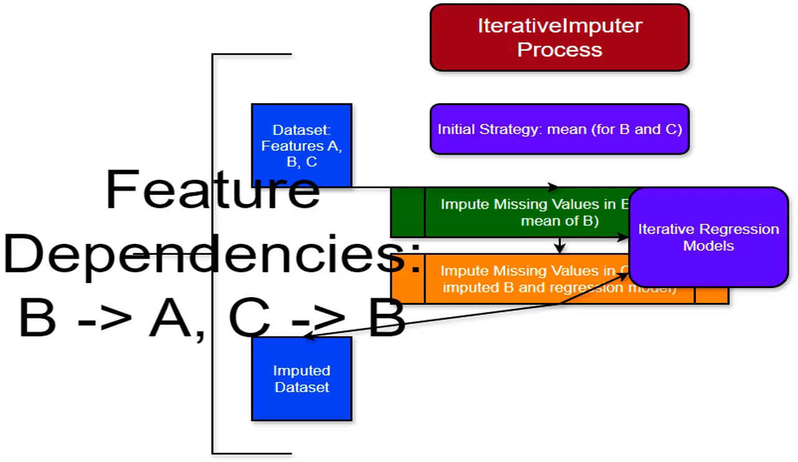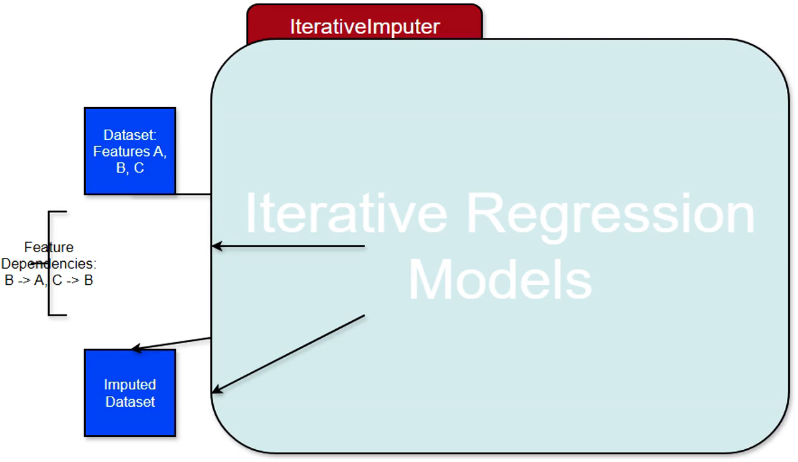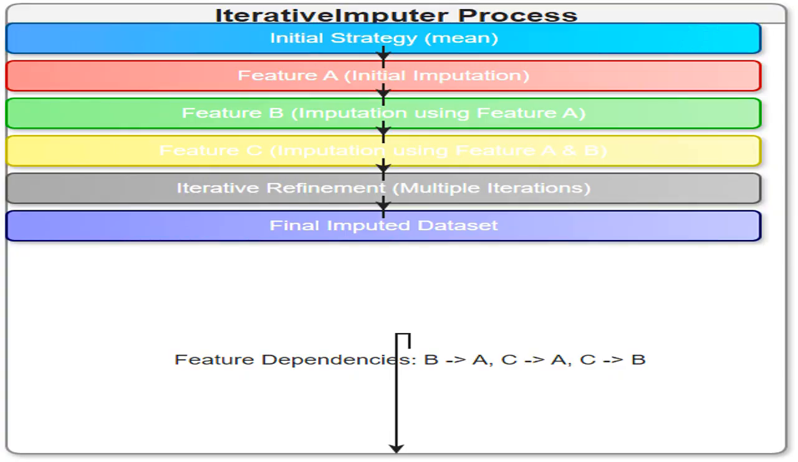Features have dependencies. B depends on A, and C depends on both A and B. This means the value of B is influenced by A, and C is influenced by both A and B. These dependencies are key to how the iterative imputation works. Scikit-learn's IterativeImputer uses regression models to estimate missing values. It does this in an iterative way. It makes an initial guess, then refines that guess by taking into account the dependencies between the features. This process repeats until the imputations converge or reach a defined maximum number of iterations. We see this as the overall process.